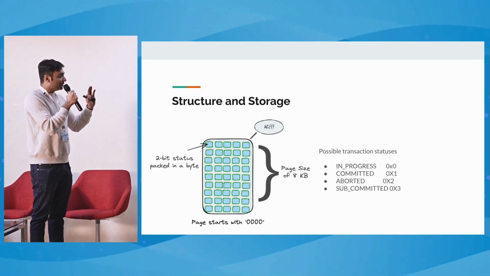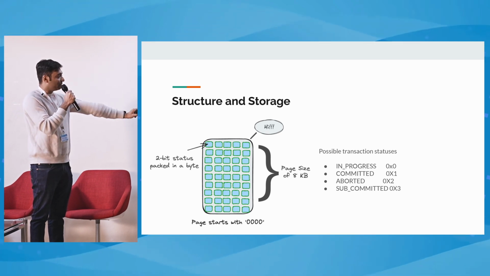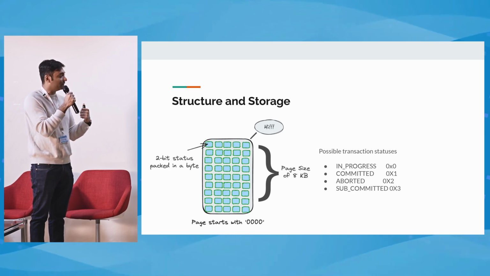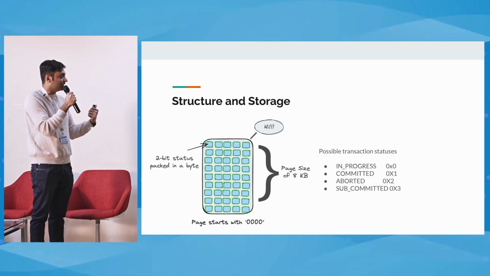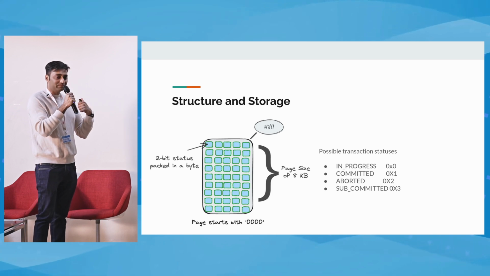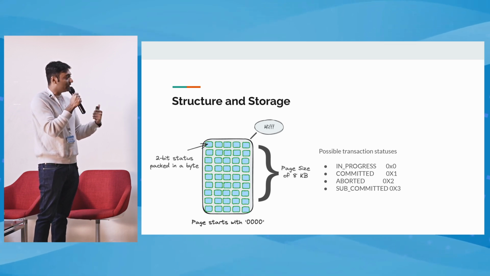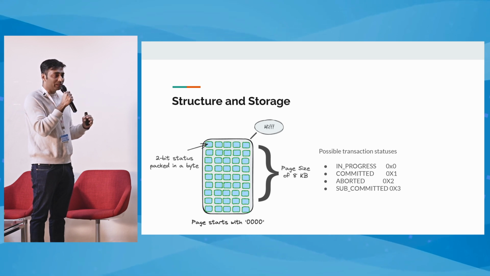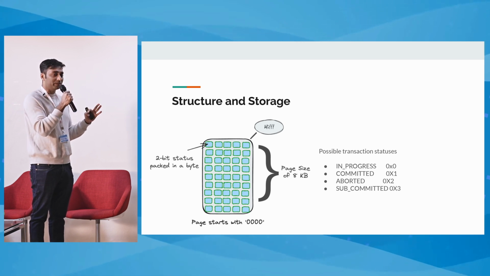These transactions have 4 states. By default, all the transactions which are logged are in progress, so the status is 0. Committed transactions go with status 1. If a transaction is aborted, it goes with status 2. And all the subcommitted transactions go with status 3.